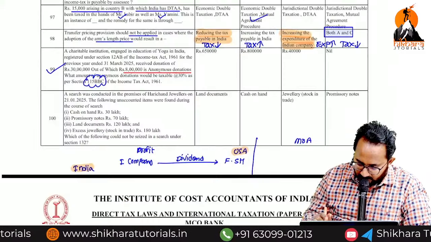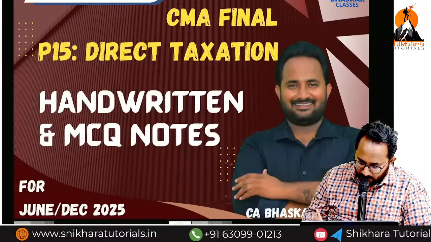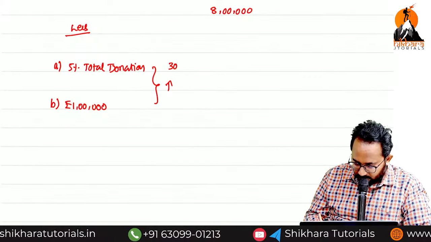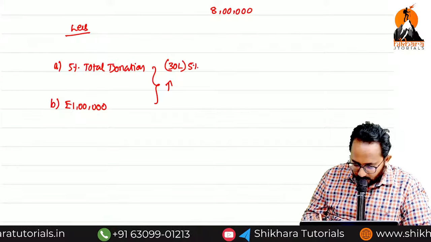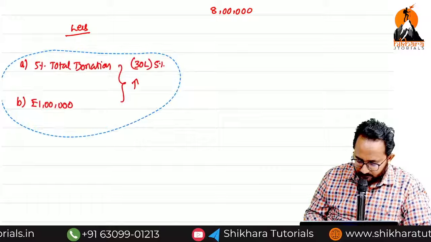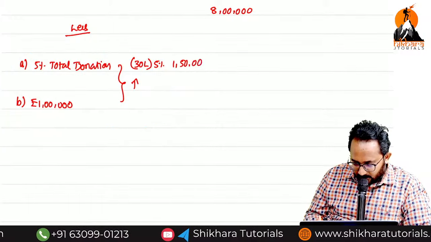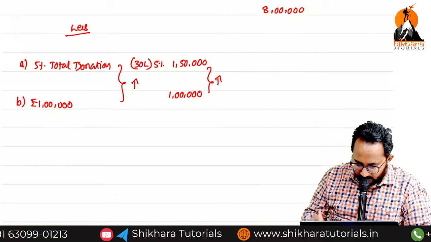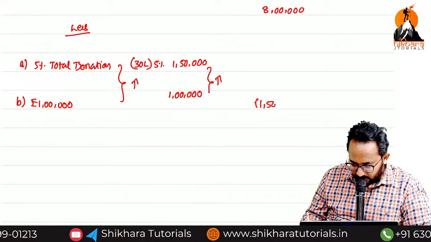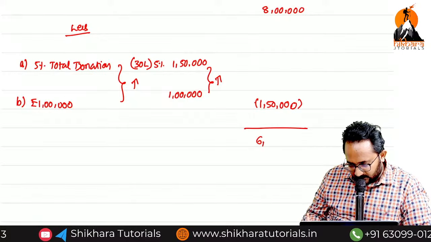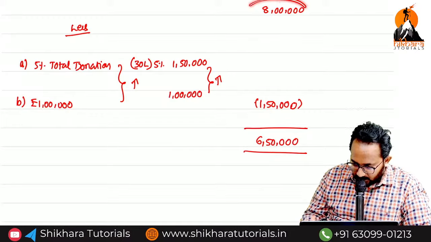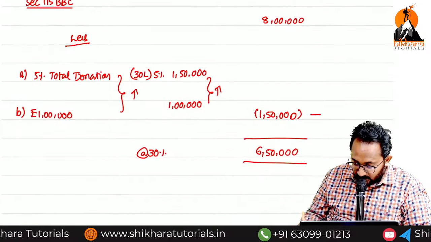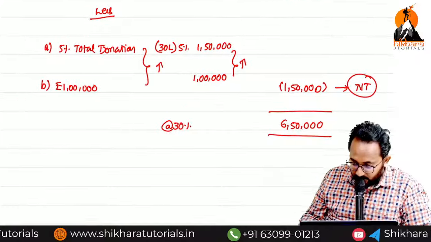But total donations in this question, how much? 30 lakh. 30 lakh into 5%. Please compute and tell me. 1,50,000, right? 1,50,000 or here 1 lakh, whichever is higher. 1,50,000. Now we can reduce, and this is 6,50,000. Out of this anonymous donation of 8 lakh, this is taxable at the rate of 30% under section 115BBC, and the remainder is taxable along with the other income of a trust by using the normal tax rate.